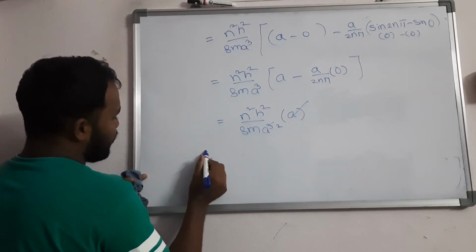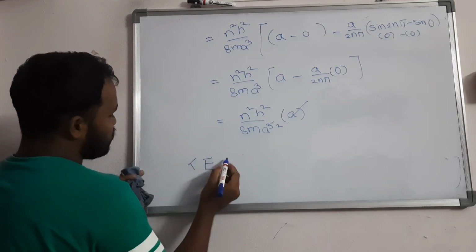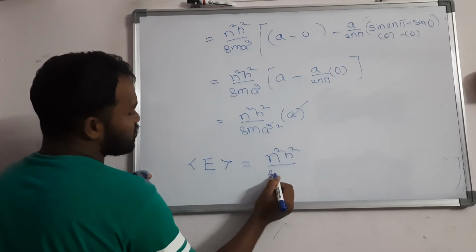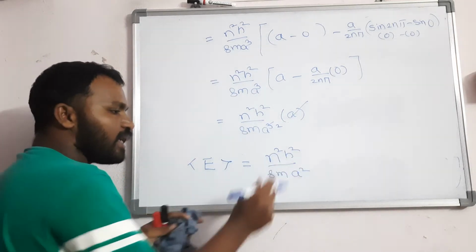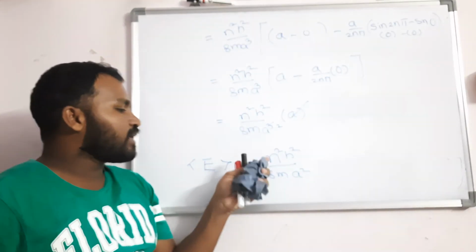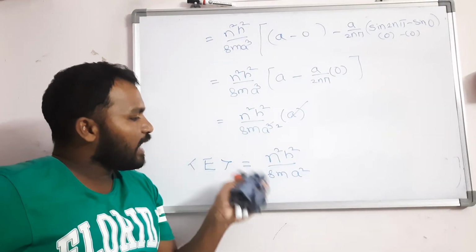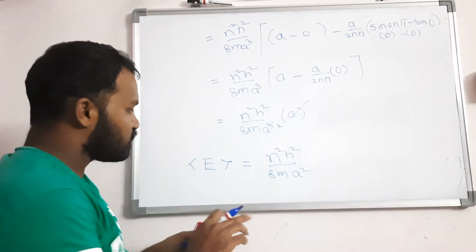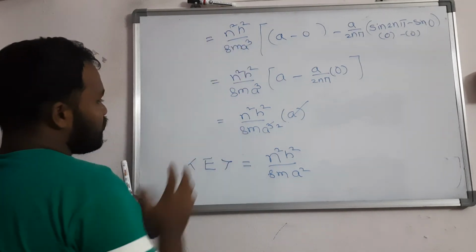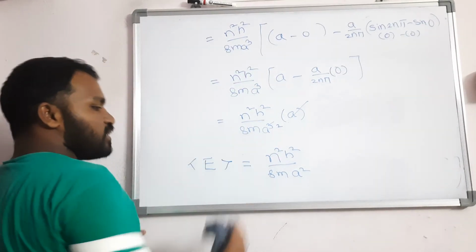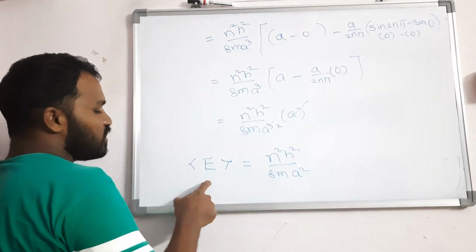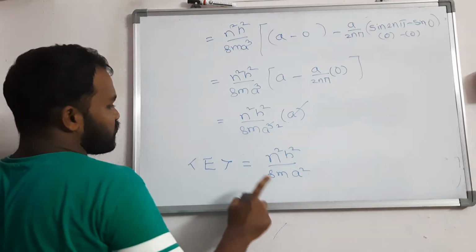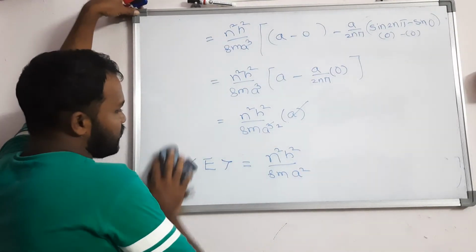So this is the expectation value. The energy is equal to n square h square by 8 ma square. Generally, in place of a we will take L, so E is equal to n square h square by 8 mL square. Similarly, E is equal to n square h square by 8 ma square. So this is the expectation value, or the average energy, found using the wave function. This concept is clear, right?